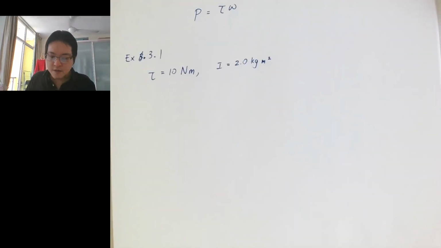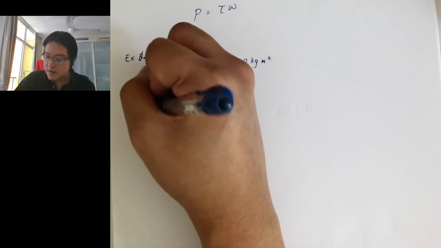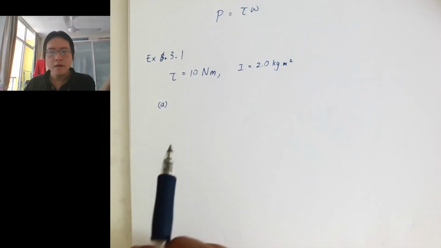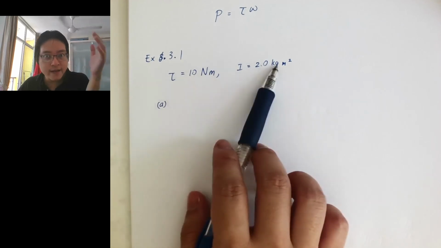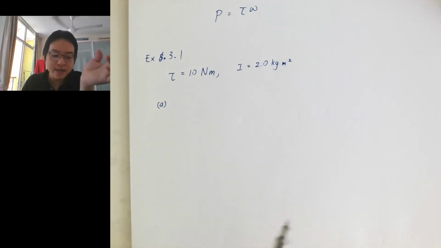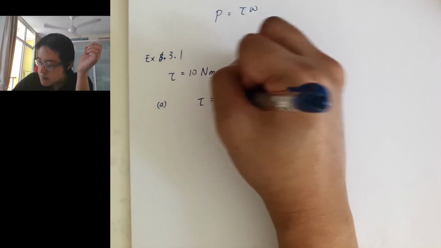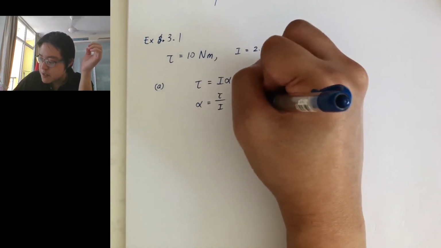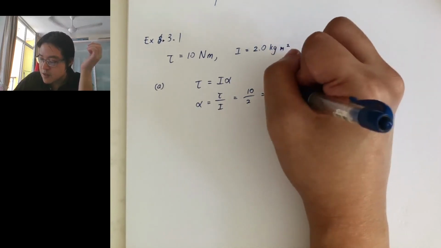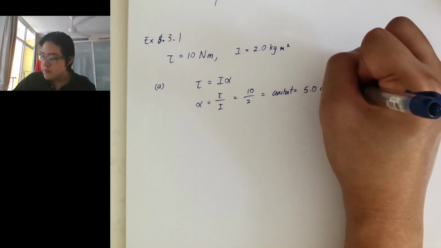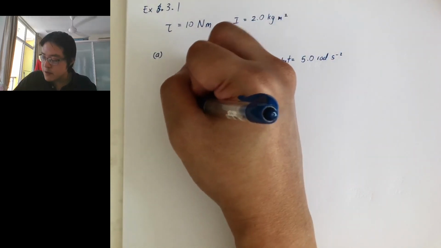So starting from this information, we want to find the kinetic energy at 8 seconds. To get kinetic energy, we need angular velocity. We don't know angular velocity, but we have the torque. So from torque, we can get alpha, and from alpha, we can get omega once we know the time, using the kinematic equation. So let's start with the torque. Alpha is just the torque divided by I, for which we have all this information. It's a constant, and it equals 5 radians per second square.